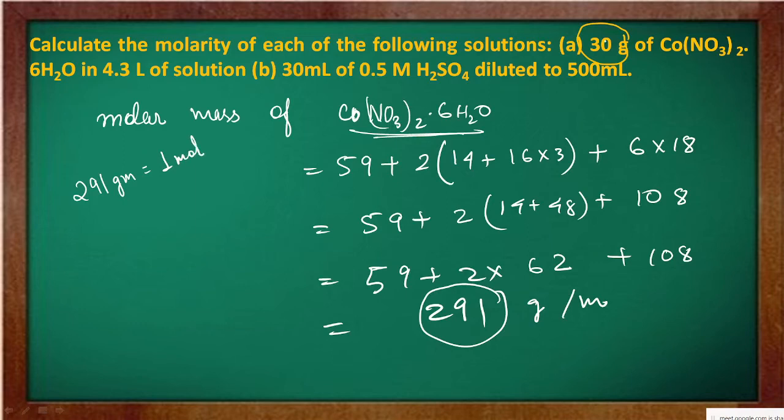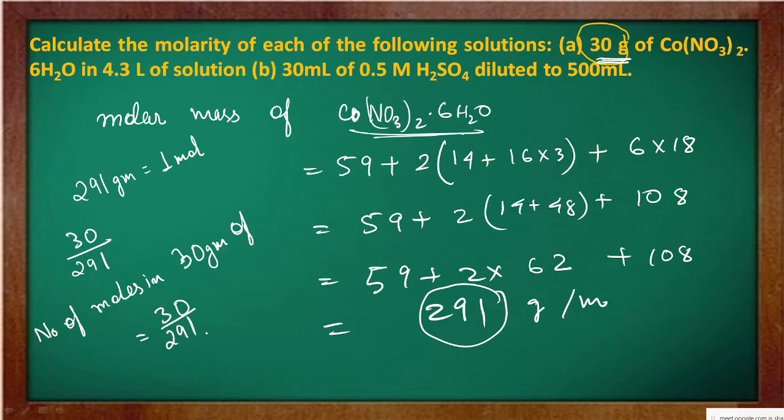Then now you have to find how many moles will be in 30 gram. For that, we have to divide 30 by 291. It means you will write: number of moles in 30 gram of cobalt nitrate will be equal to 30 by 291. So this will be your number of moles. Now it is said that you have to find the molarity. Molarity means how much amount of mole is dissolved in the given solution. My given solution is 4.3 liter.